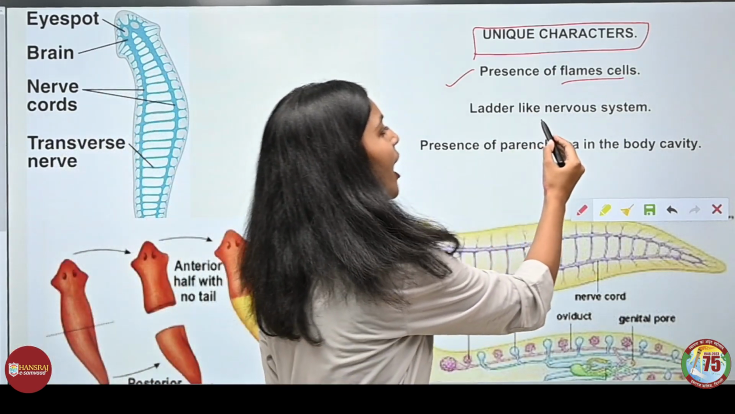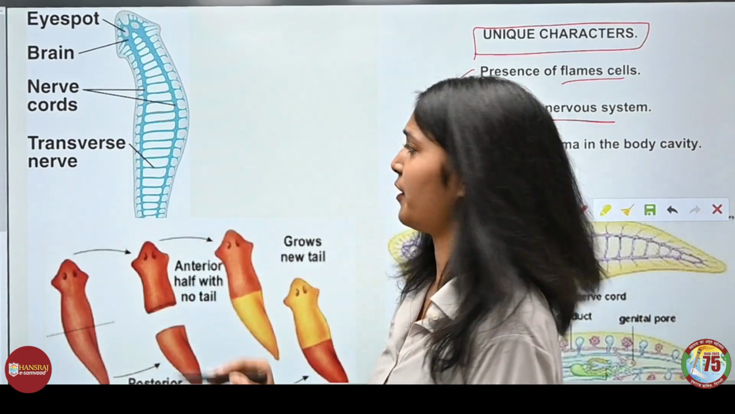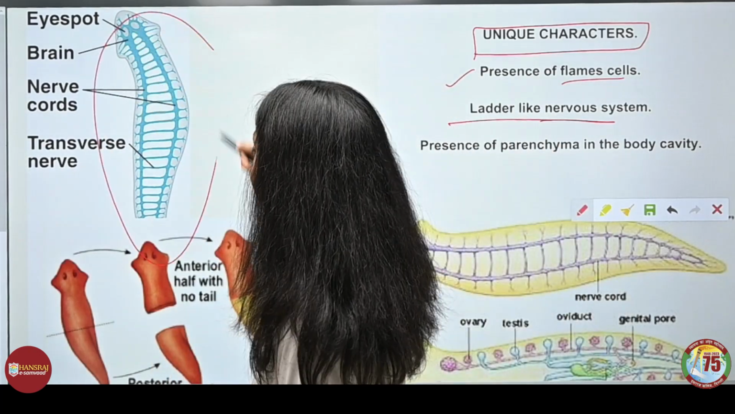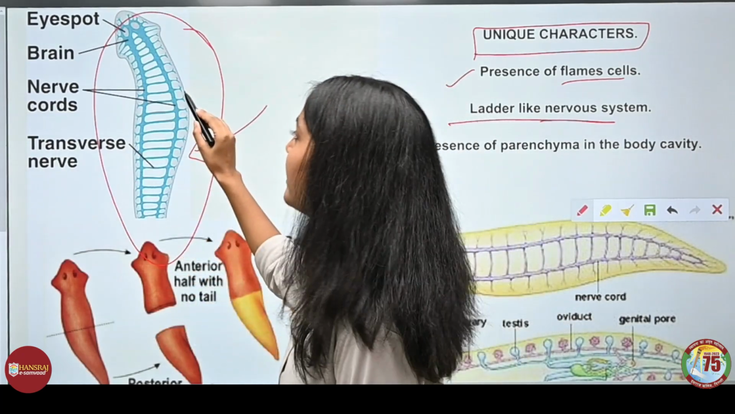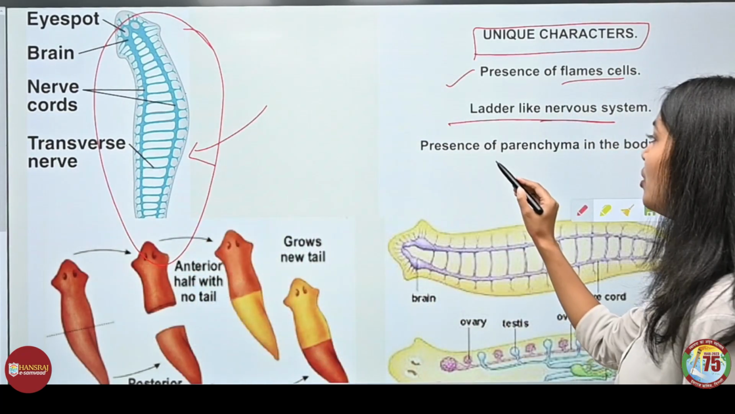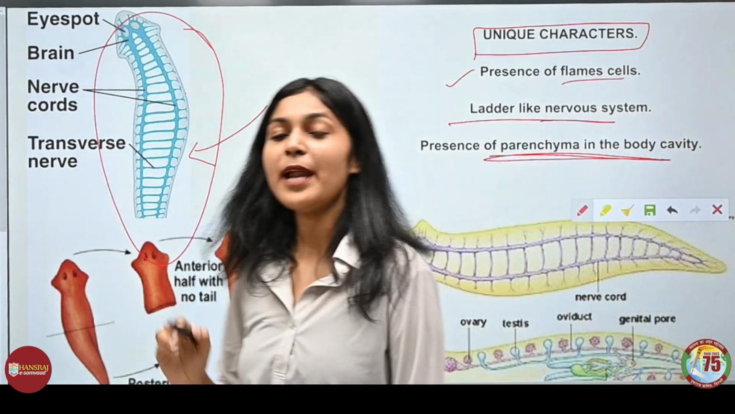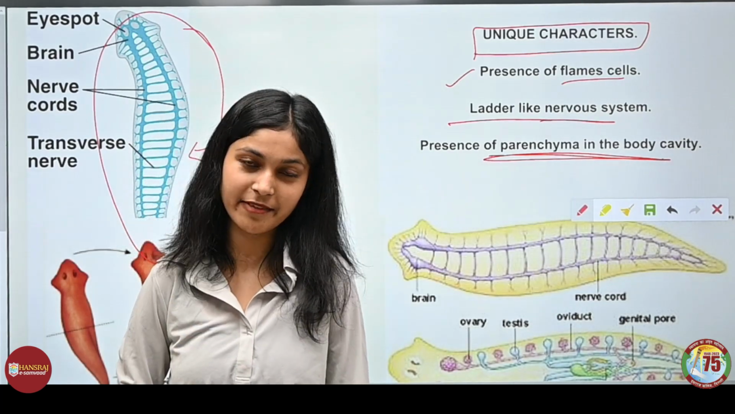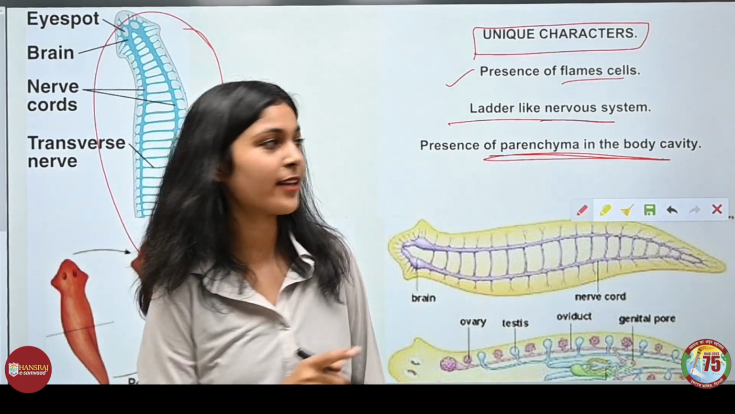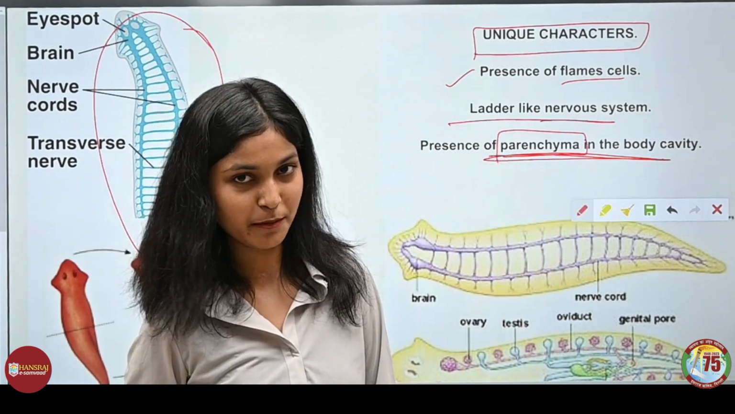Now, they do have this ladder-like nervous system. As it is very clear in this diagram which I have depicted over here, this is the nervous system and it is ladder-like. And also the presence of parenchyma in the body cavity. As platyhelminths are acoelomate, they do not have a body cavity. Rather, in place of that, they have this parenchyma, which is derived from mesoderm.